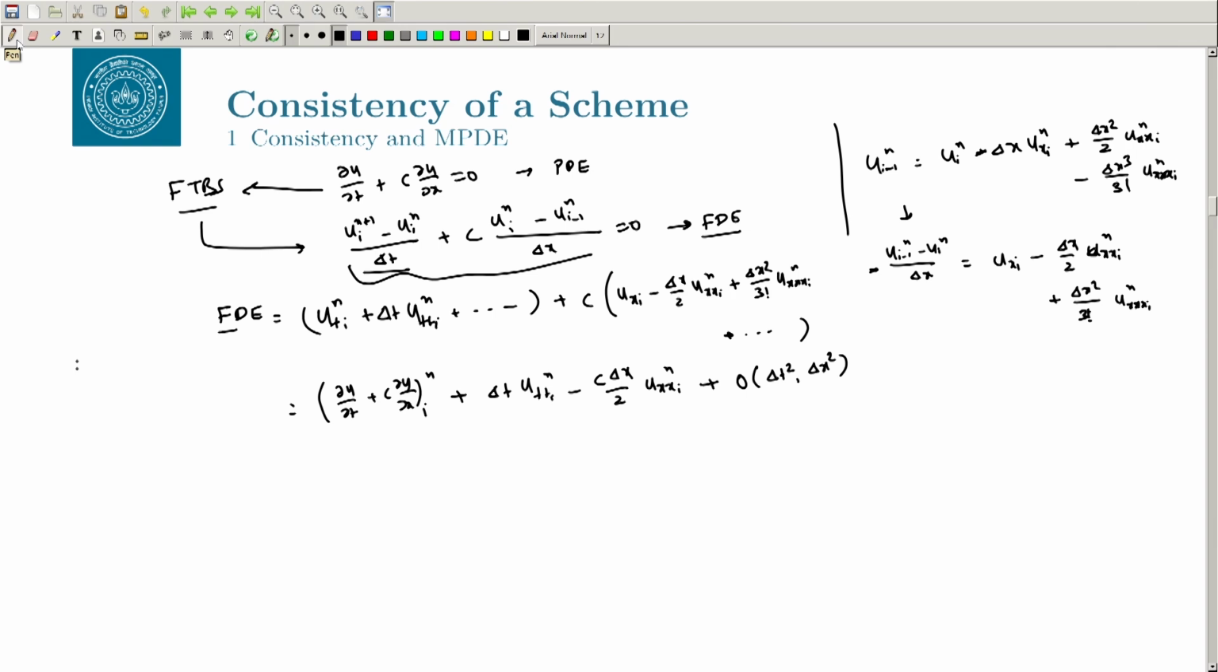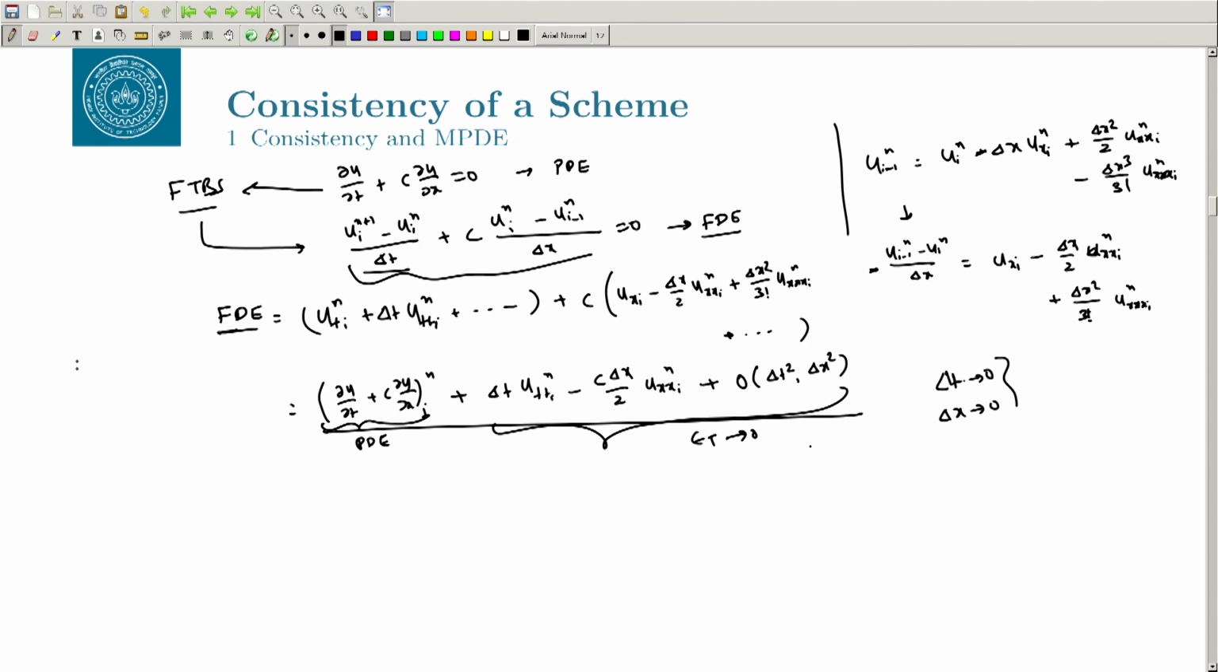So, if you look at this equation, this is my PDE, and this is my FDE. As delta t goes to 0 and delta x goes to 0, all the truncation terms, so this is my truncation error, goes to 0 as delta t goes to 0 and delta x goes to 0. So, my FTBS scheme is also consistent.